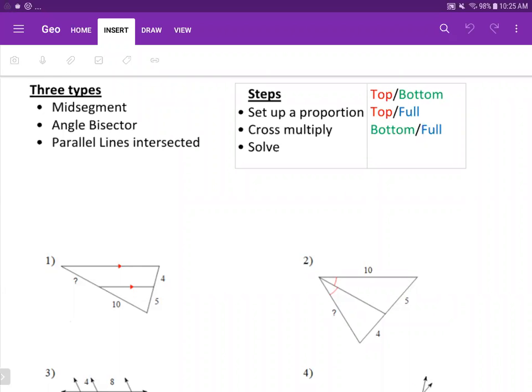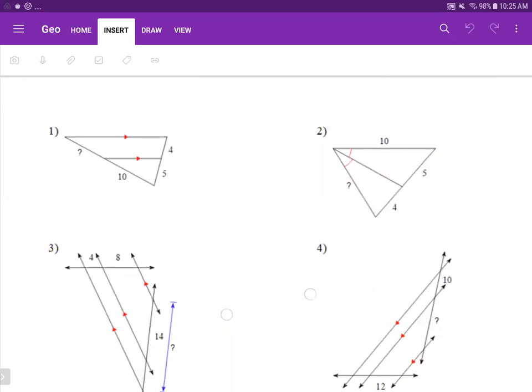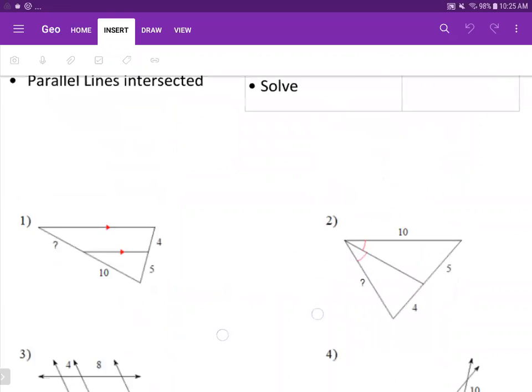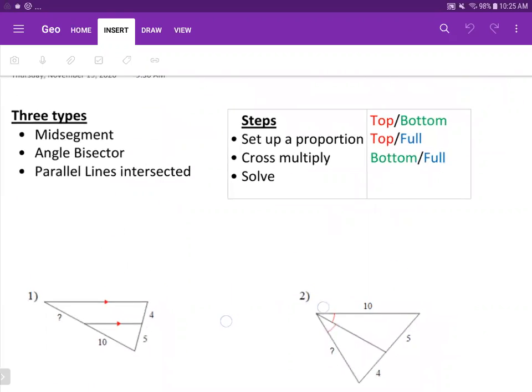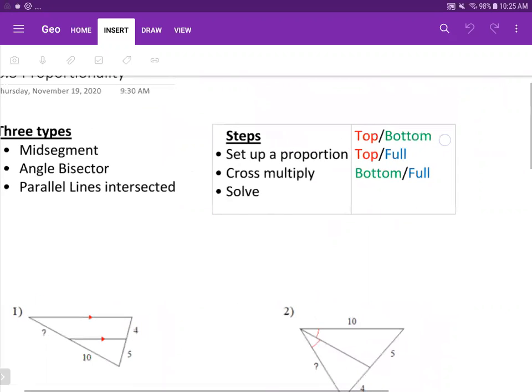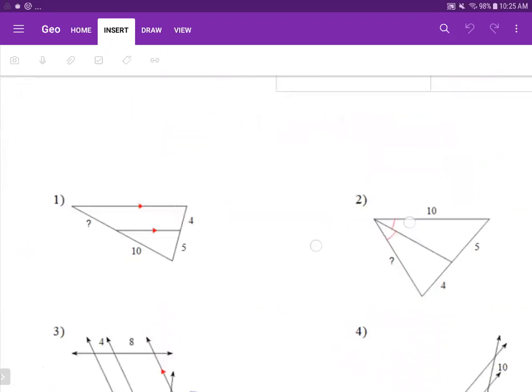Okay, so these are the types of problems you have. There's three kinds of things here. Number one is a mid-segment, number two is a bisector, and number three are these ones with the parallel lines. Every time, these are the types of ways I'll set up my fractions. So you set up your proportion.